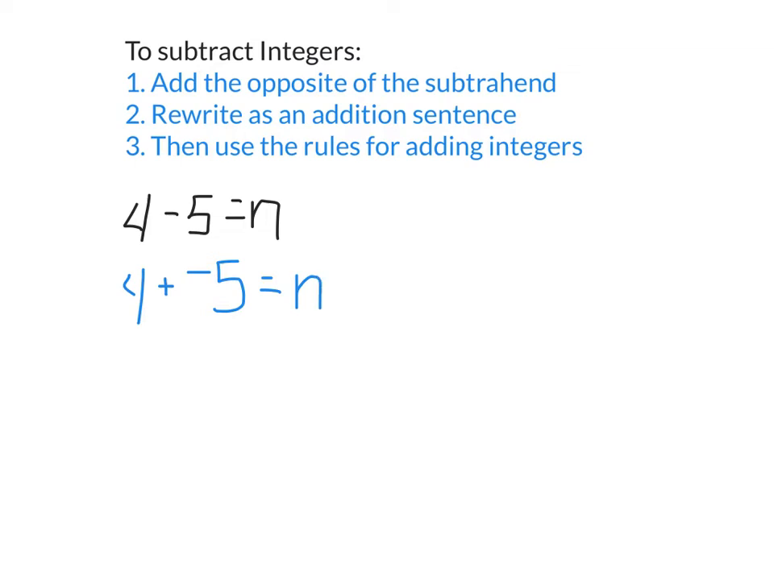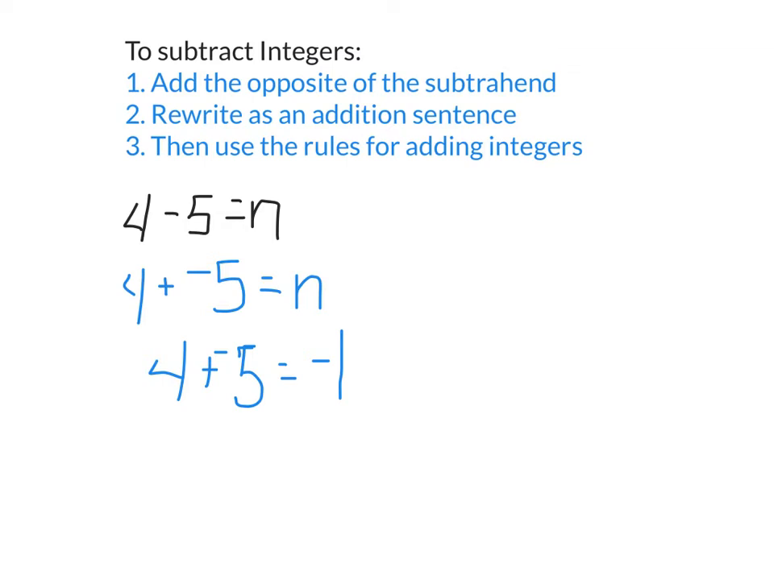So I've already rewritten it as an addition sentence. Now all that's left is to add. So positive 4 plus negative 5 equals negative 1.